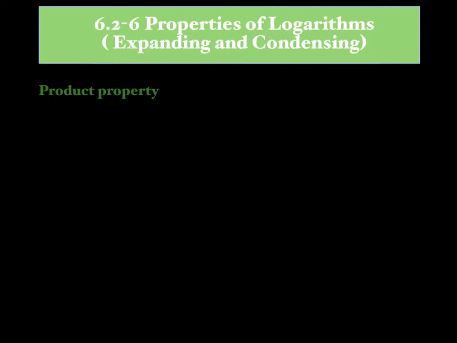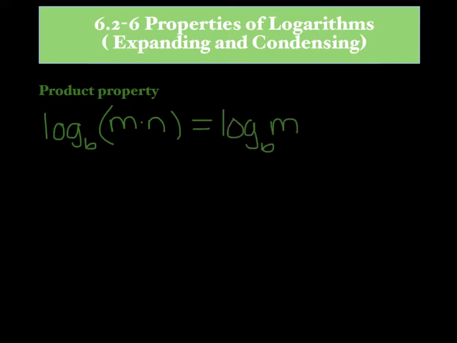And that property says that if you have the logarithm, we'll say log base b, of things multiplied together, so m times n, we can split that up into log base b of m plus log base b of n. So our product property says that the logarithm of a product turns into the sum of the logarithms. And you can take it the other direction as well.